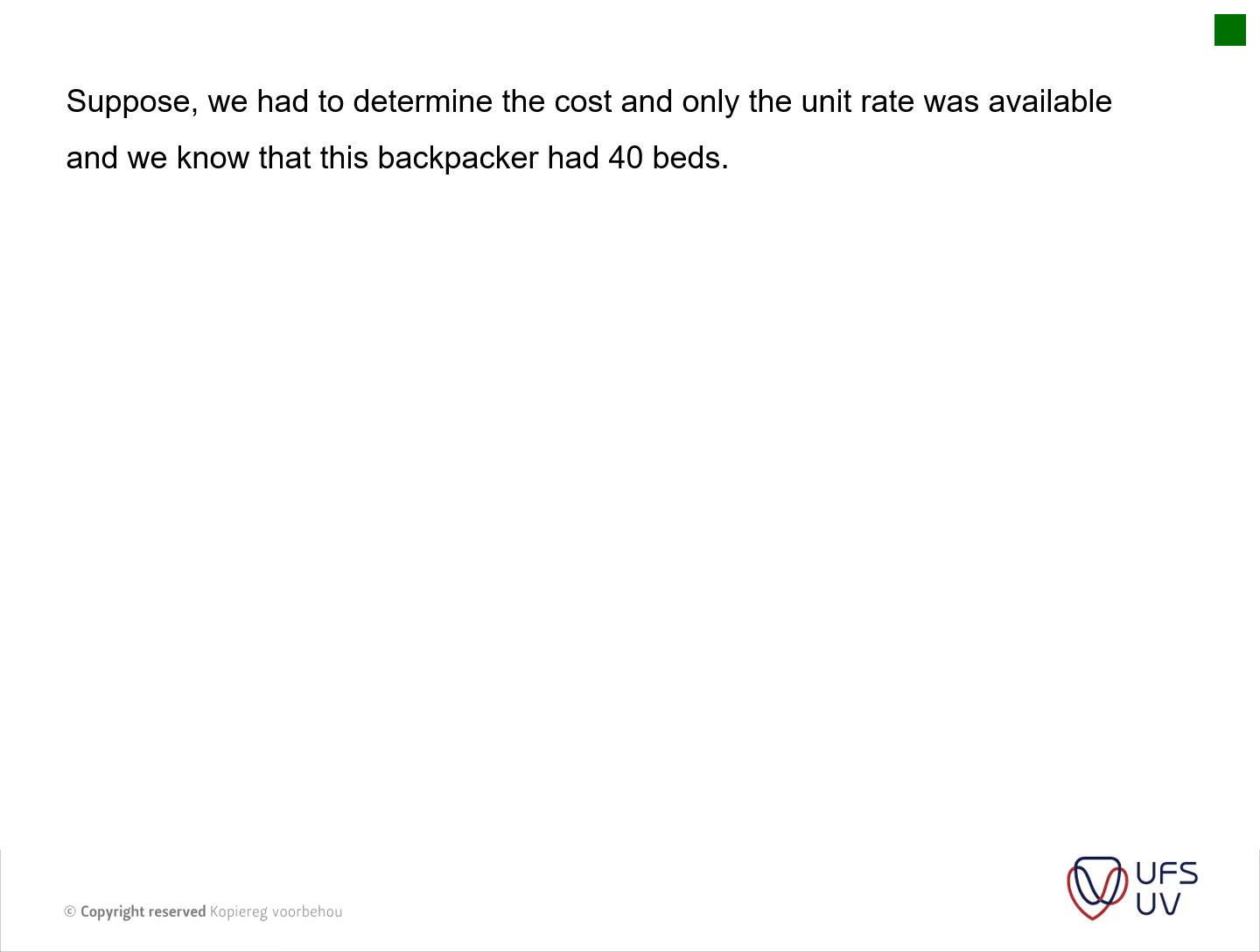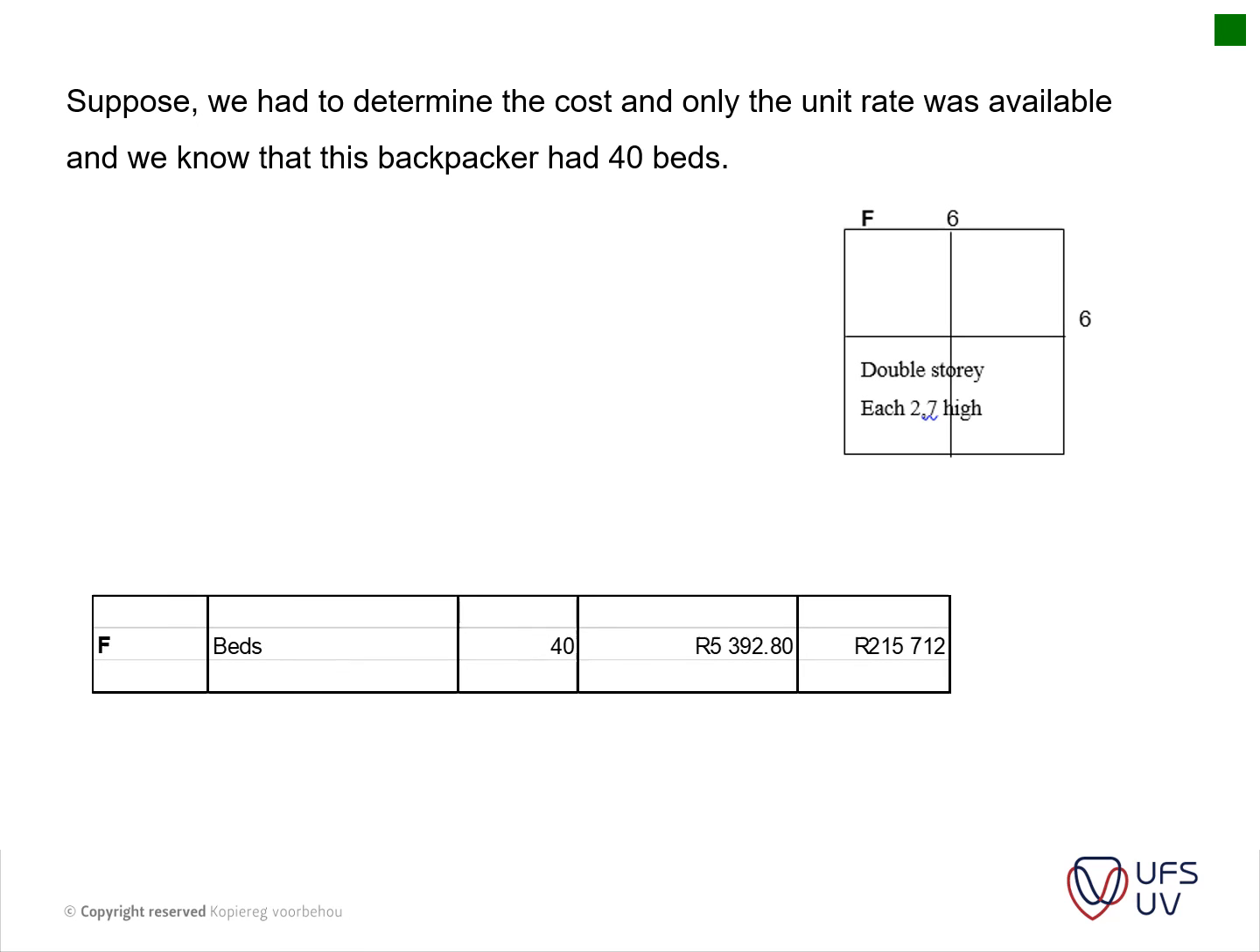Very straightforward. And now suppose we had to determine the cost and only the unit rate was available, and we now know that the backpackers had 40 beds. Same story. We've got our total cost, we take our previous rate per bed, and now we just multiply it by 40 to get our new construction cost. Very straightforward there.